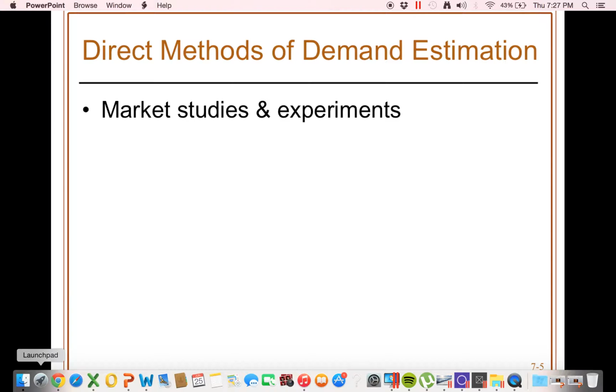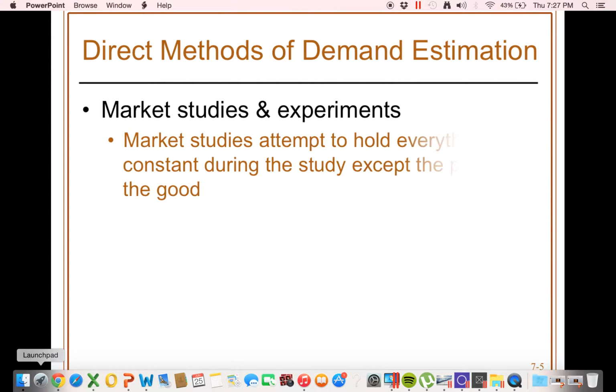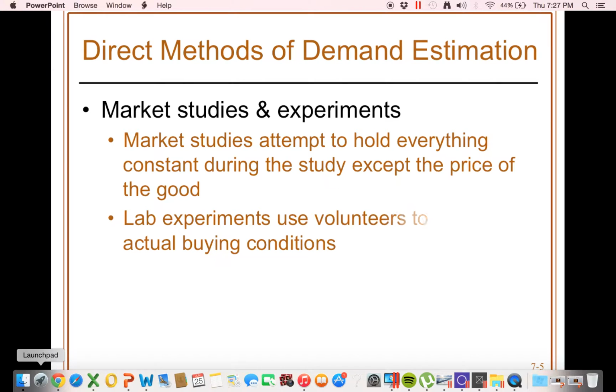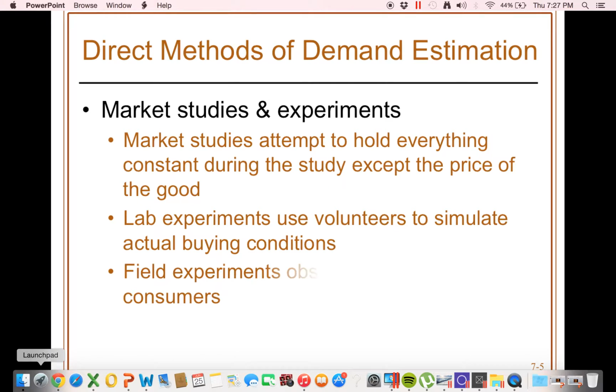Another type of method to gather data for demand is market studies or experiments. And market studies attempt to hold everything constant during the study except for the price of the good. Lab experiments are going to use volunteers to simulate actual buying conditions. These experiments or field experiments are going to observe actual behavior of consumers. Have you guys ever seen one of the shopping type experiments before, where you have consumer shopping behavior and trying to monitor what the consumers do? They actually do these things.